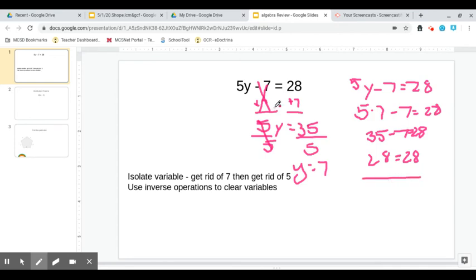So use inverse operations: to get rid of multiply, you divide. To get rid of divide, you multiply. This was subtract, so you add. If this was add, you would subtract. Do the opposite to clear it.